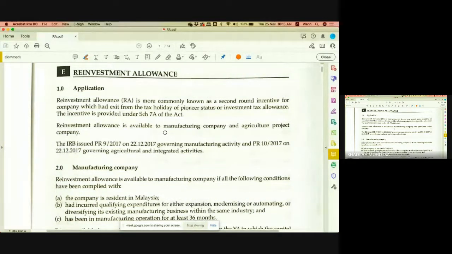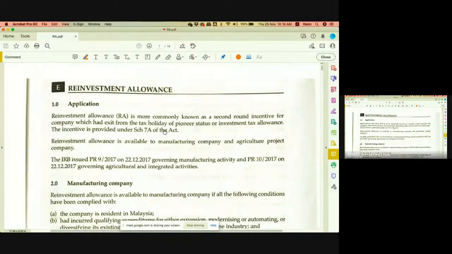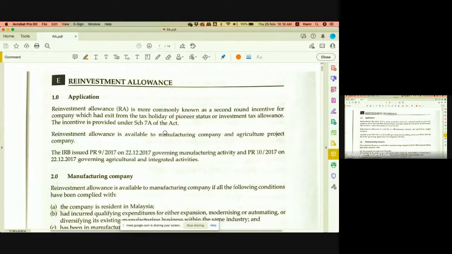Can you see the textbook now? Yes, madam.